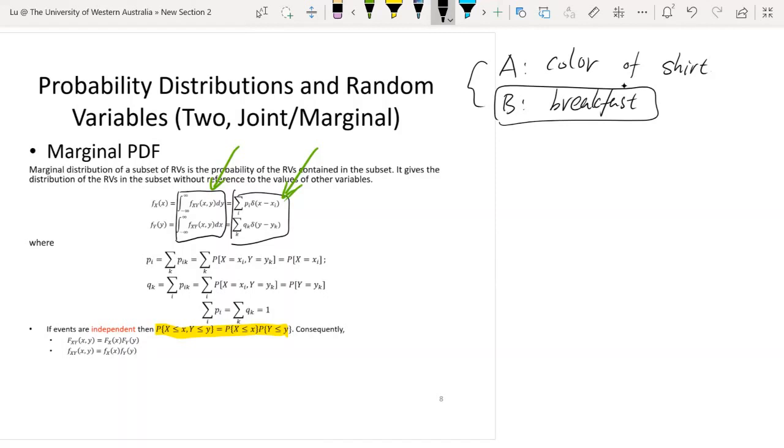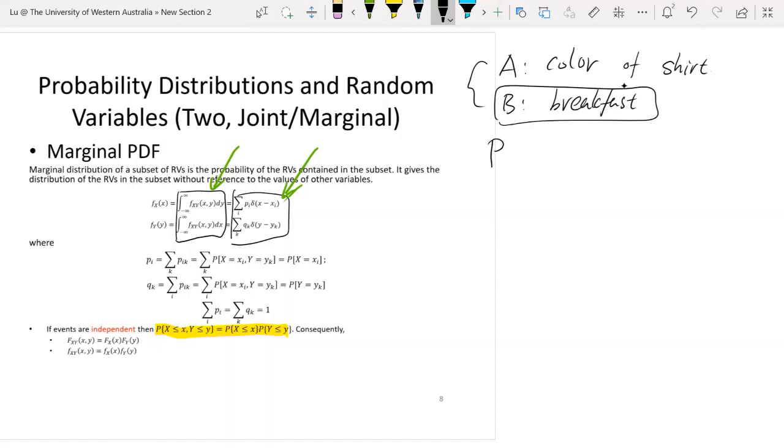So in other words, today when I come to my class, I'm dressing maybe a white color shirt. From this information, do you know what breakfast I ate? No, no way to know that. So this A and B, these two things are totally separate, or in other words, independent of each other.